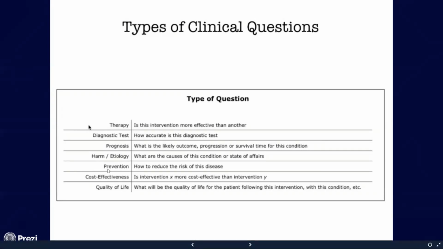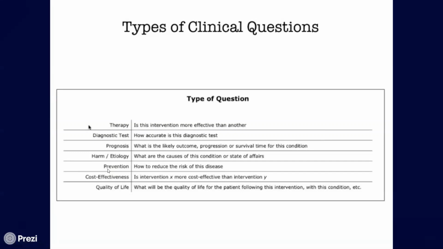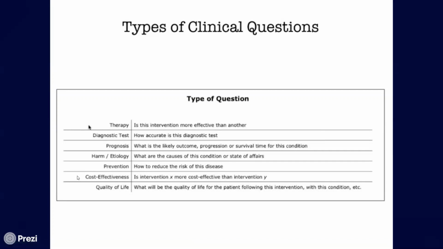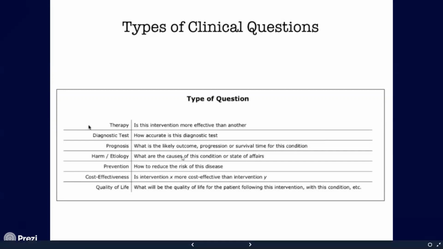Prevention. We are intervening, but not to treat, but to prevent the occurrence of that disease. Cost effectiveness, and those cost effectiveness and quality of life are not so frequent, but they are becoming frequent, because nowadays we have a lot of interventions, but we need the intervention that is mostly the best in cost effectiveness, or the best regarding the quality of life of those patients. Okay, so those are the different types of questions, and if you can see, they are quite different. So to assess them, we need quite different study types.